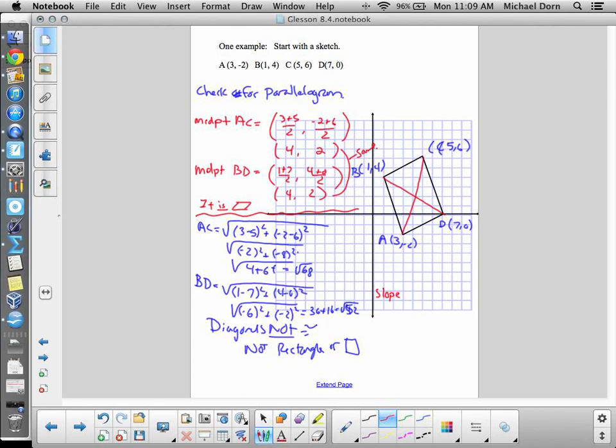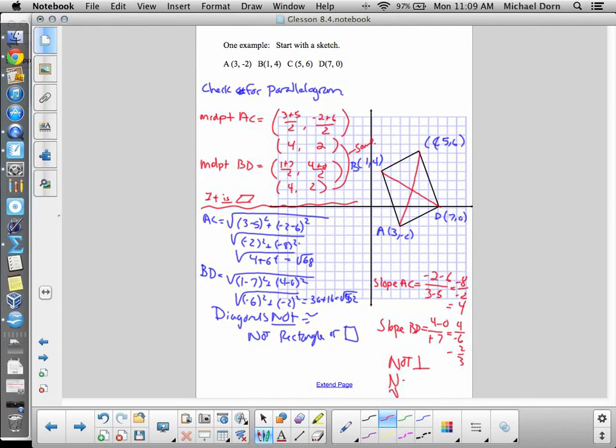So the slope of AC: negative 2 minus 6 over 3 minus 5. Negative 8 over negative 2 is 4. The slope of BD, 4 minus 0, 1 minus 7, is 4 over negative 6, or negative 2/3. So they are not perpendicular, not a rhombus. This is just a plain old parallelogram. That's all it is.